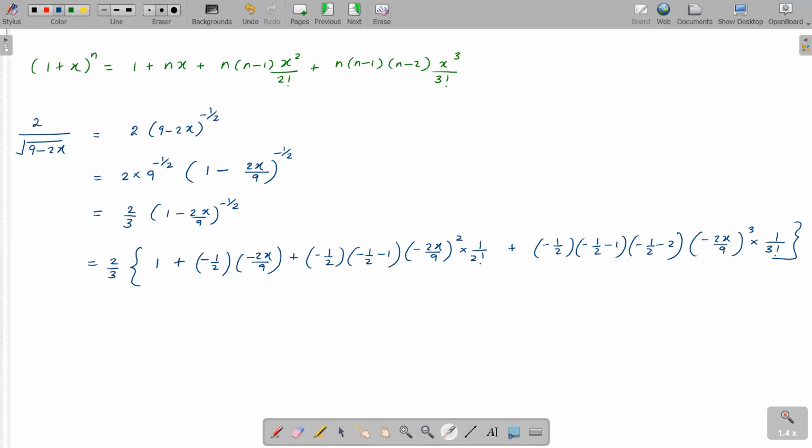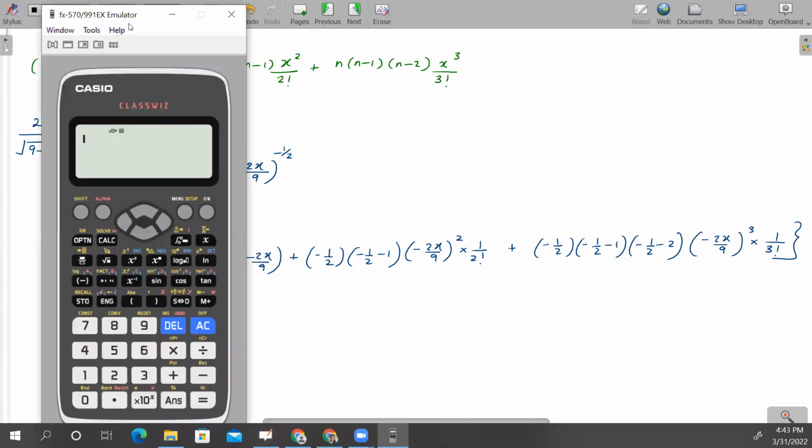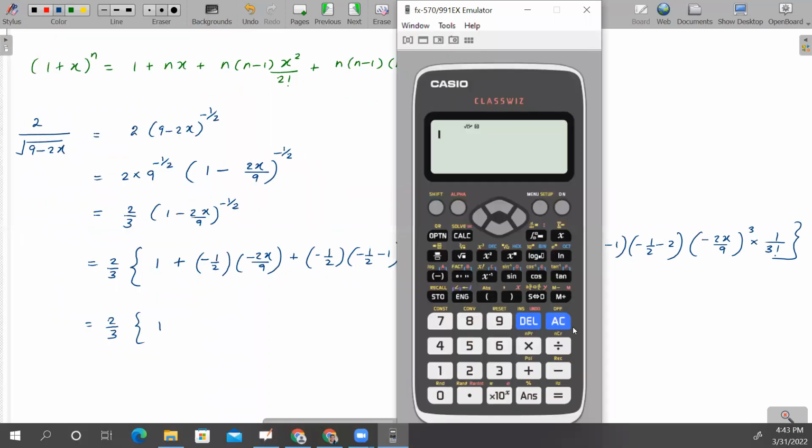So now it's time to type everything in the calculator. First we'll solve each part separately. 2 over 3 here, 1. So let's start the next part in the calculator. Each term separately. What do I have here? Minus half into, you can't type the x here, so type the coefficient, minus 2 over 9. Do you see? Minus half into minus 2 over 9x, which gives me how much? Plus 1 over 9.